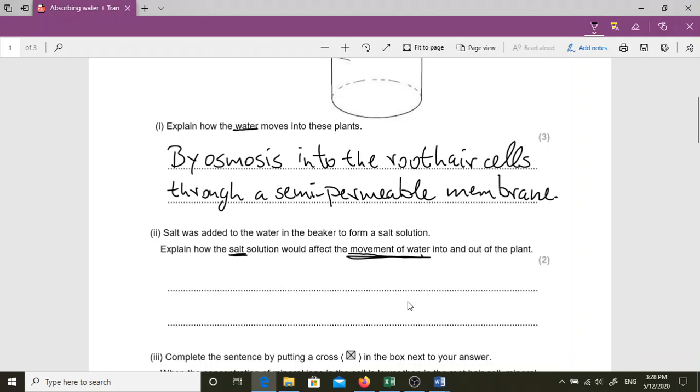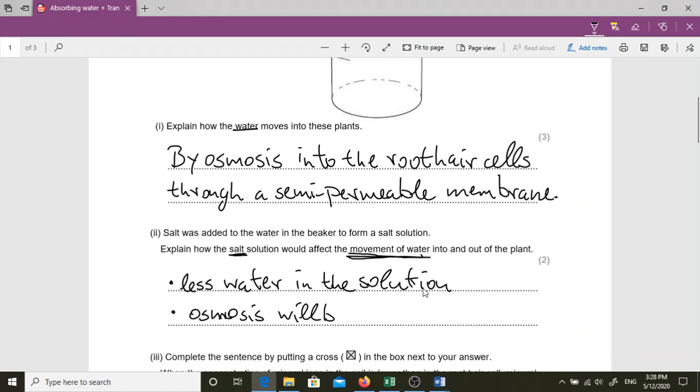Okay, so we need to remember that in osmosis, water always moves from a place with a lot of water to a place with less water. If we add salt, that means there's less water on the outside. So you can just bullet point this and say there's less water in the solution. And that means that the osmosis will be slower, or there will be less osmosis, because there's less water on the outside. And that is that question done with.